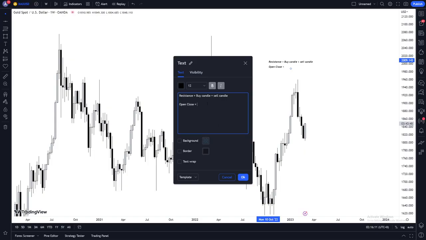So resistance and support. Let me write this again. Bear with me, guys, it's late. Traditional SNR, two candles. Am I right? Two candles, buy, sell. So we'll put it like this. Buy plus sell. Open close is a little bit different. Still two candles. That's the similarity, but where's the difference? Buy and buy.